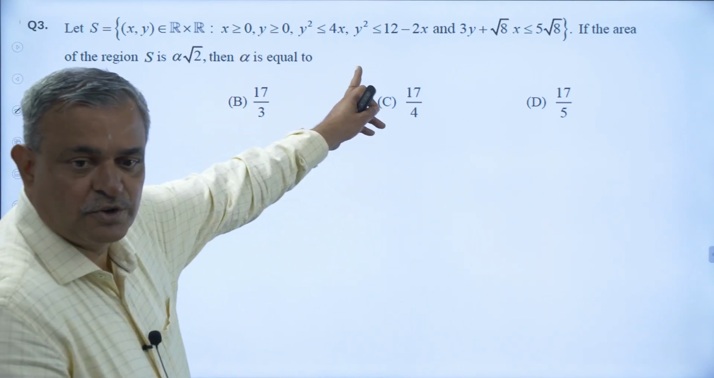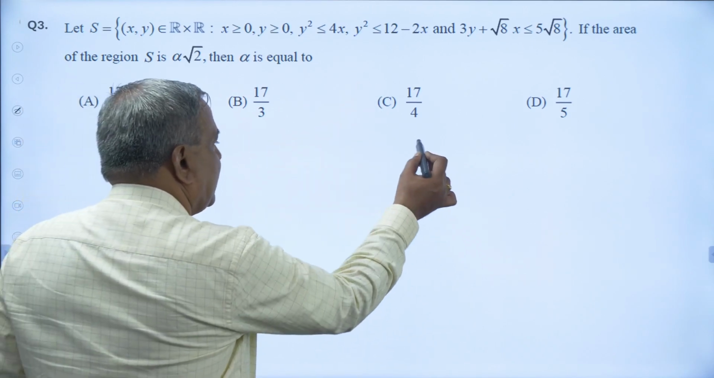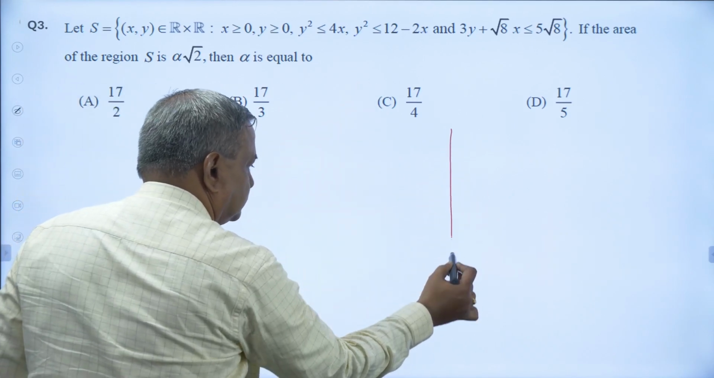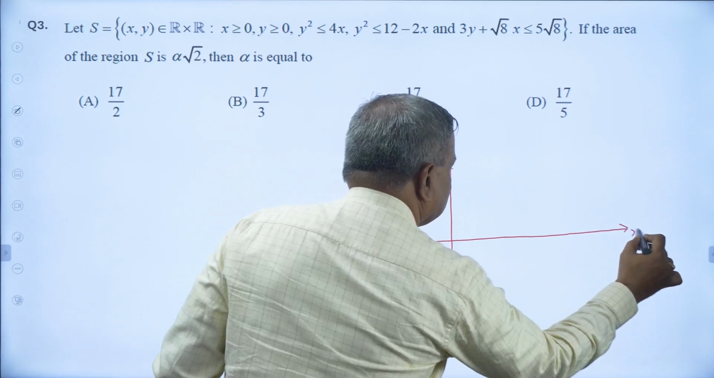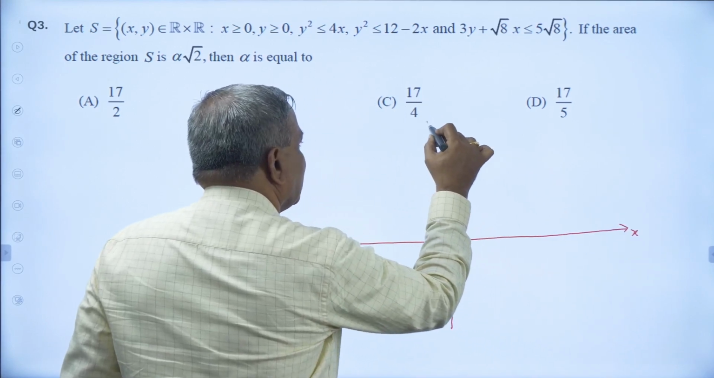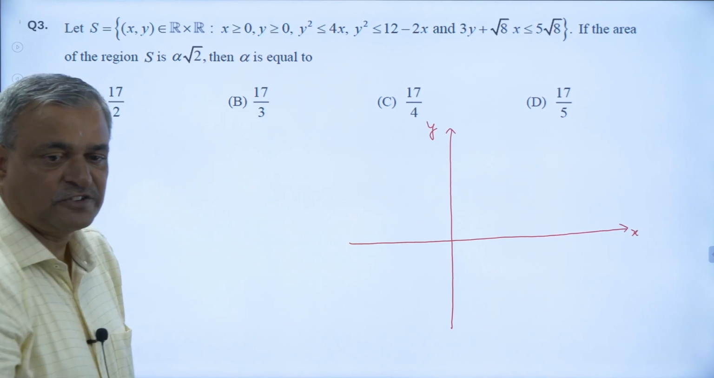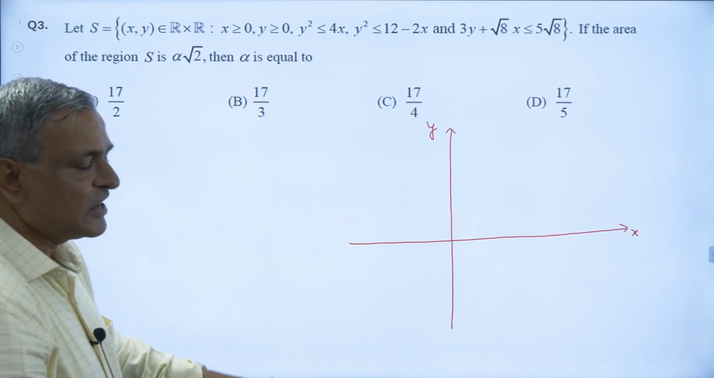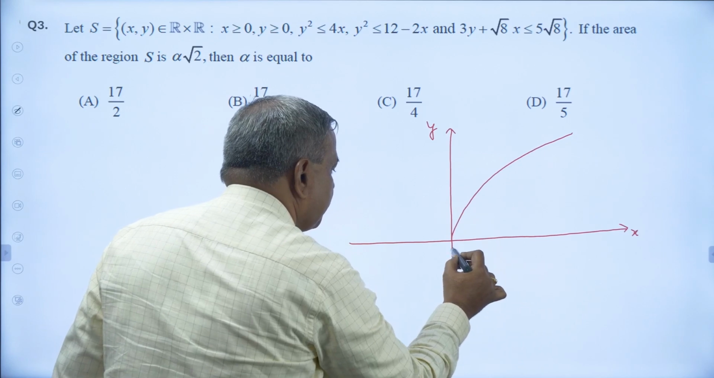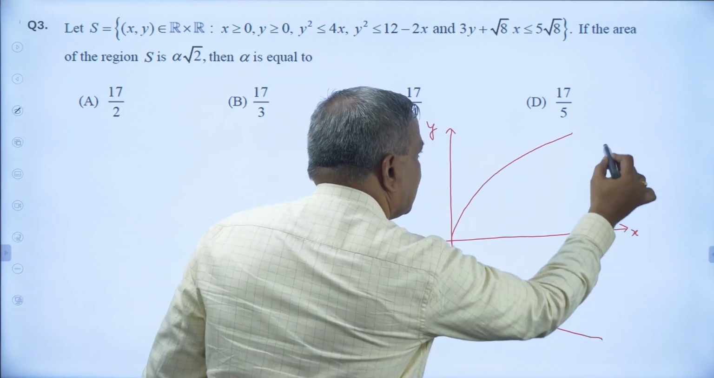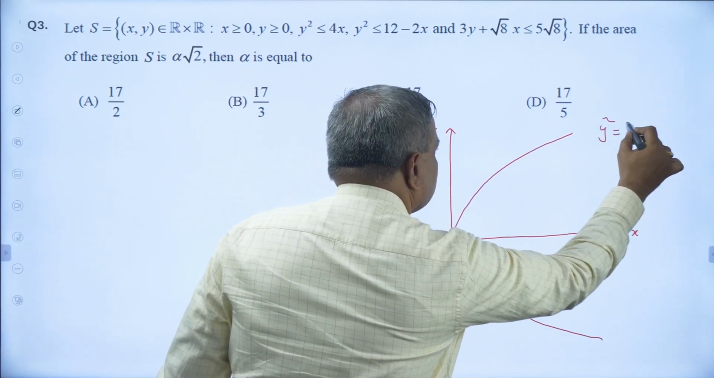x is greater than or equal to 0, y is greater than or equal to 0. Clearly you draw. We are talking about only the first quadrant. This is the x-axis, this is the y-axis. We are talking only about the first quadrant. Okay, y square equal to 4x. Clearly this is a parabola. This parabola is y square is equal to 4x.